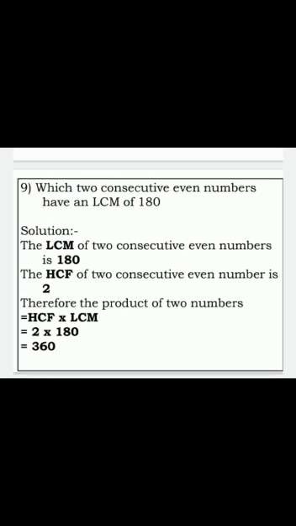The last sum of practice set 14. Which two consecutive even numbers have an LCM of 180? Now here the LCM of two consecutive even numbers is 180 is given and the HCF of two consecutive even numbers is 2. Therefore, the product of two numbers is equal to HCF into LCM. Now, HCF is given as 2 and LCM is given as 180. So, when you multiply 2 into 180, you get 360. So, the product of the two numbers is 360.